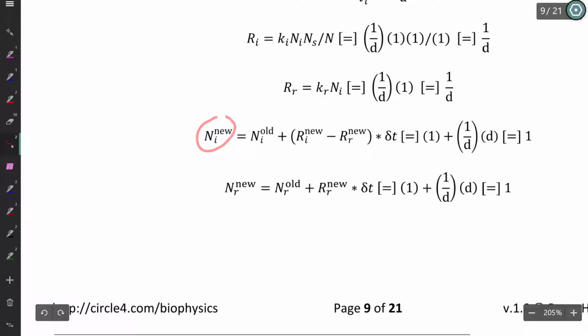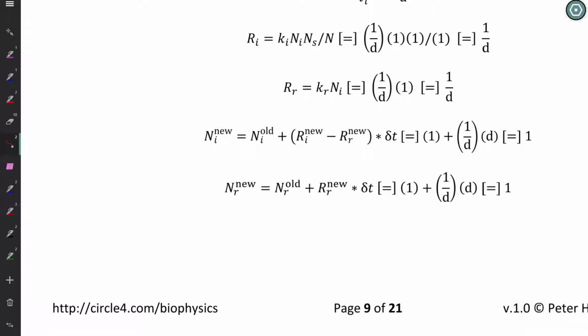Same thing here. We have the new number infected is the old number. So both of those are just numbers. This thing in the parentheses has units of per day, and it's multiplied by days, so when you multiply them, they cancel, and you get just a number, and that's good. And then the new number recovered is the old number recovered plus the rate times the amount of time, and again we've got per day times days, and so the units come out good.